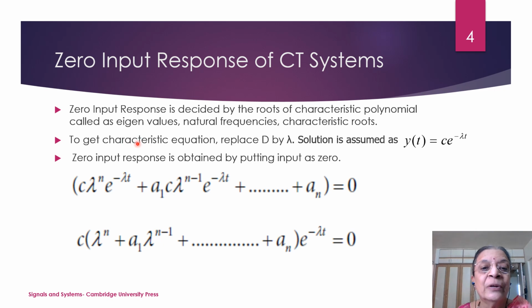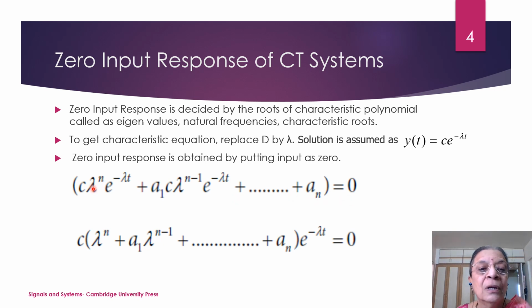Then we can decide what the solution will be. To get the characteristic equation, we replace capital D by lambda. So the solution can be assumed to be y(t) equal to some constant c into e raised to lambda t. So if we put D equal to lambda, then we can write c lambda^n e^{lambda t} plus a1 c lambda^{n-1} e^{lambda t} plus ... plus a_n c e^{lambda t} is equal to 0.